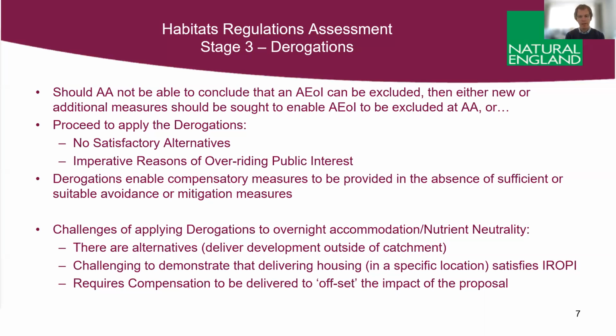So again, I would suggest that you're far better off looking for mitigation at stage 2 rather than thinking about going down this route. The challenges, as I've already highlighted, are that there are likely to be alternatives. It's likely to be challenging to demonstrate that housing delivery satisfies the imperative reasons of overriding public interest test. And obviously the compensation is still a requirement, and is likely to require that the compensation is of European site quality, so is more onerous than delivering mitigation.